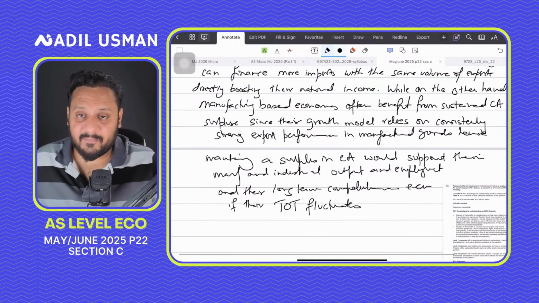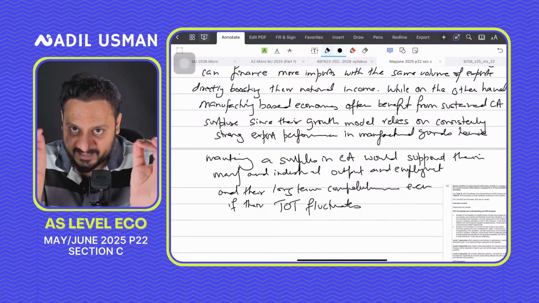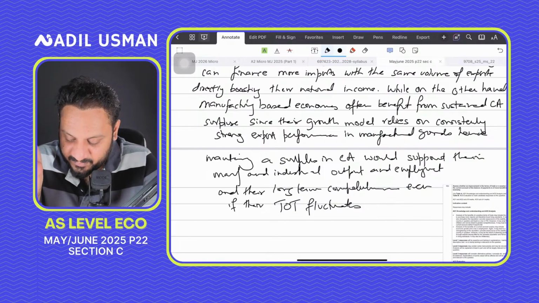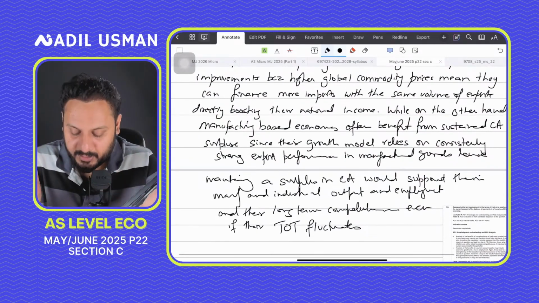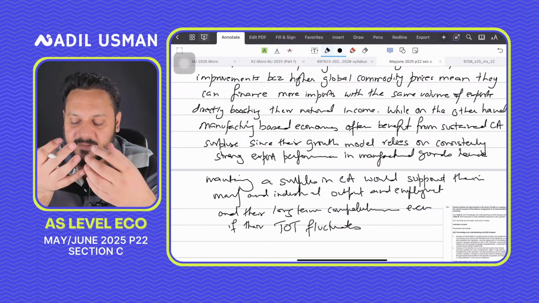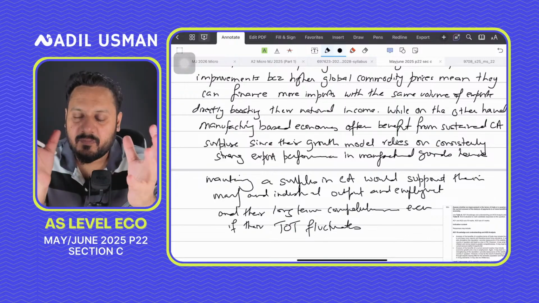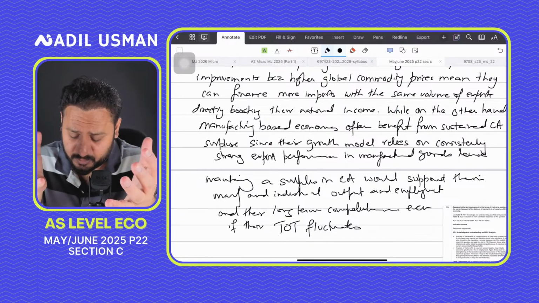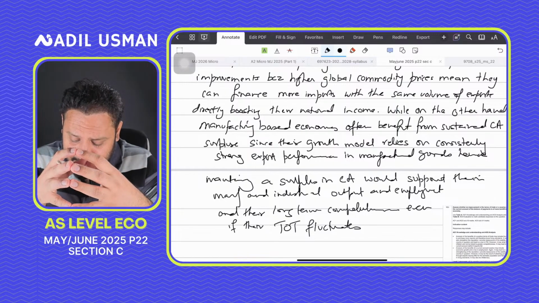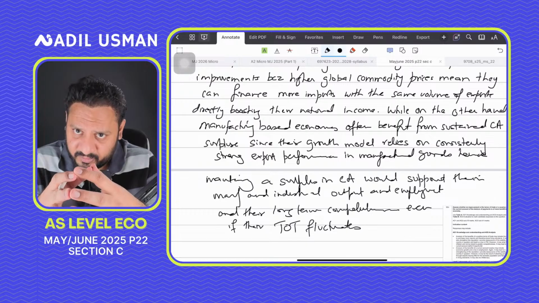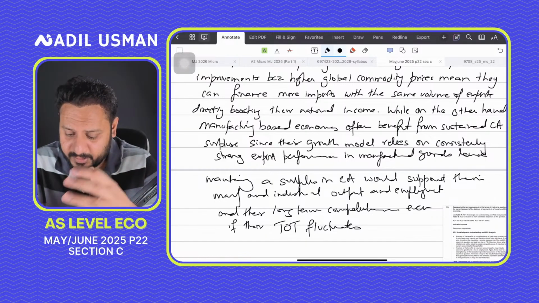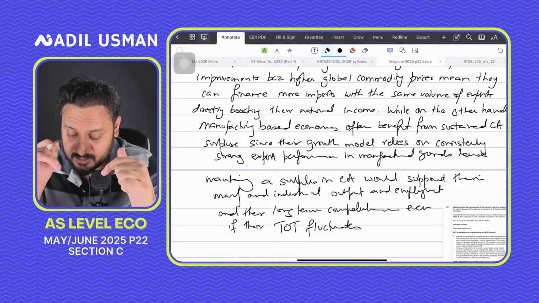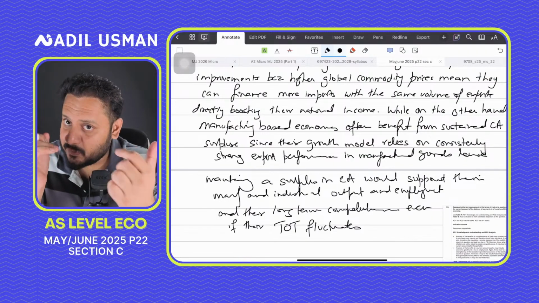So what I've written is that China is basically export oriented. Their economy relies on heavy export of manufactured goods, and not only manufactured goods but consumer goods as well. They manufacture goods, they export them. And what we're saying is that a country like China would benefit more from a current account surplus.